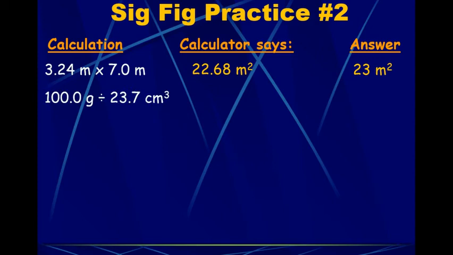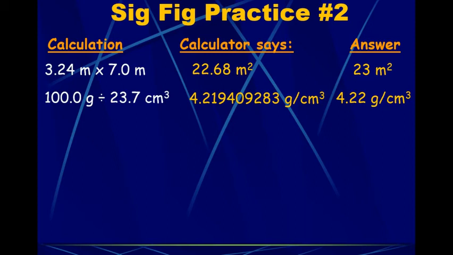This is division. It's the same type of answer. So 100.0 grams has 4 significant figures. 23.7 centimeters cubed has 3 significant figures. My calculator is going to give me a big long number that doesn't really make sense. Because 23.7 has 3 significant figures, that's what I will round my answer to. I find that people tend to forget that we know how to round numbers and kind of get lazy with that. Try to remember that we need to be careful with our rounding.